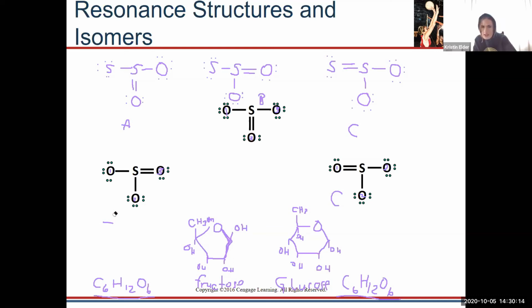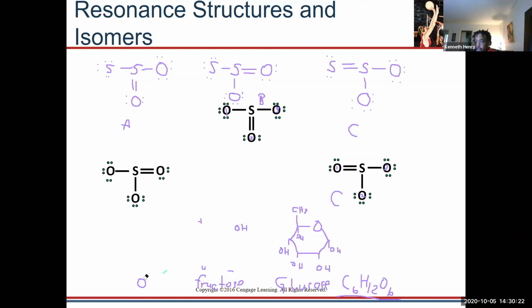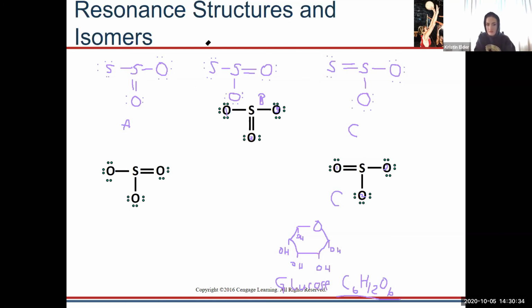I think it's the last one has a double bond between the 2 sulfur atoms. So does that mean that it's not a resonance structure? That is correct. That means it's not a resonance structure. So this guy would be an isomer to these 2 guys. These guys are resonance structures, A and B. So those are resonance structures.